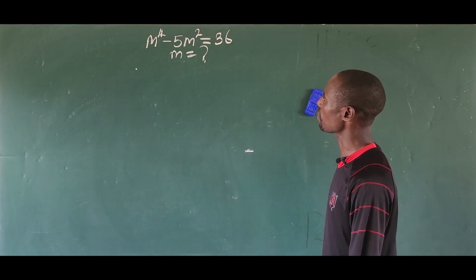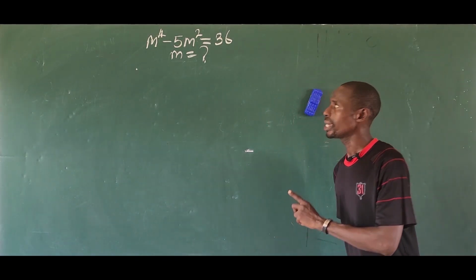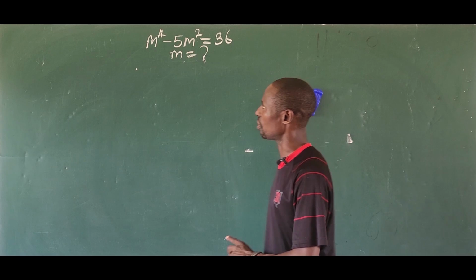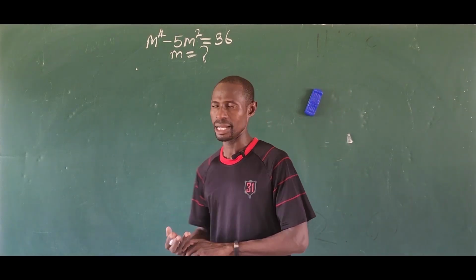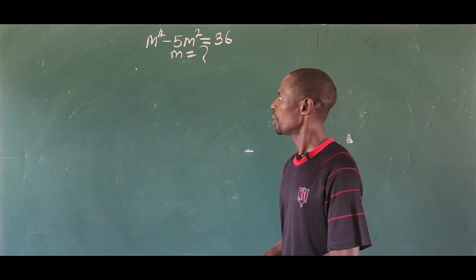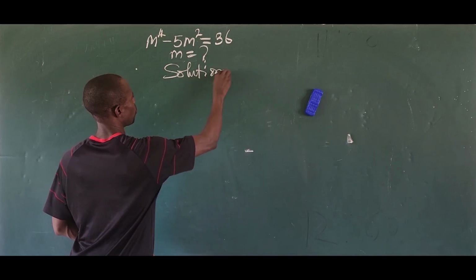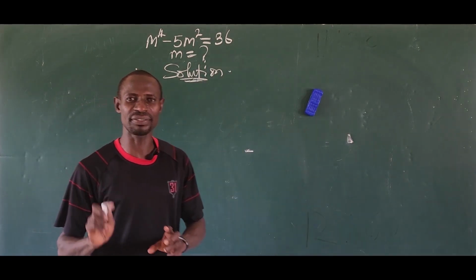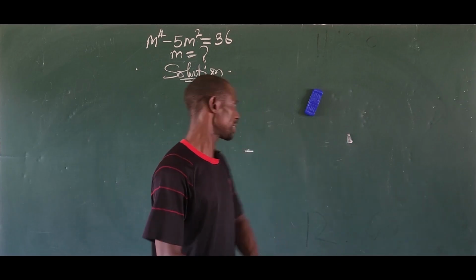So the question is m to the power of 4 minus 5 times m to the power of 2 equal to 36. What is the value of m? We have to solve for 4 possible roots to this challenge, because the highest power of m, the variable, is 4. So let's take our solution here. Okay, you just have to watch from the beginning to the end of this video because there is a special approach I'm going to apply in solving this here.